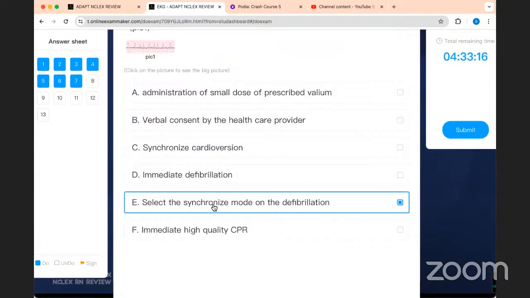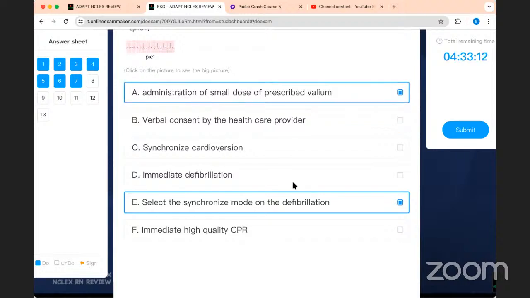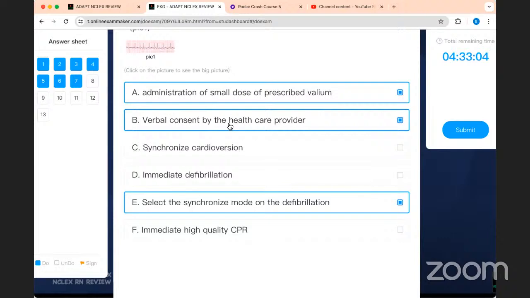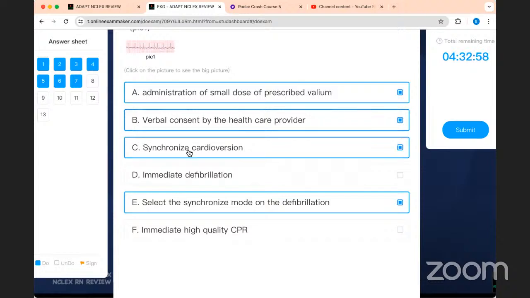Before you do cardioversion, after turning the sync mode on, give the patient some sedation. Give them some Valium to relax them. But before you give them Valium, you've got to tell them this is what you're going to do, verbal consent. After you finish, you do synchronized cardioversion. You don't need defibrillation. You don't need CPR. So this is what you do.